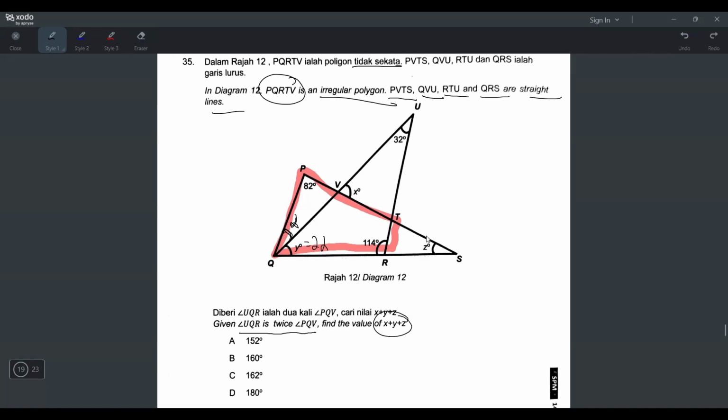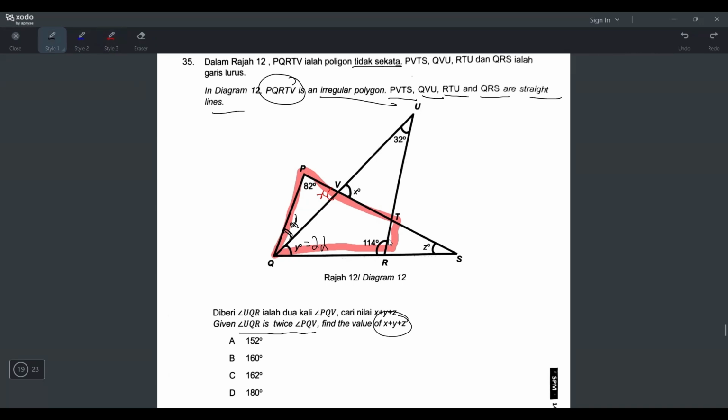Okay, I think I have to find X, Y, Z separately, and then add everything. Okay, so macam mana nak buat soalan ni? Dia ada bagi 32 sini, 82 sini. Kalau sini X, it means here also X, right? Because kalau dia ada X macam ni, opposite angle mesti sama, right?